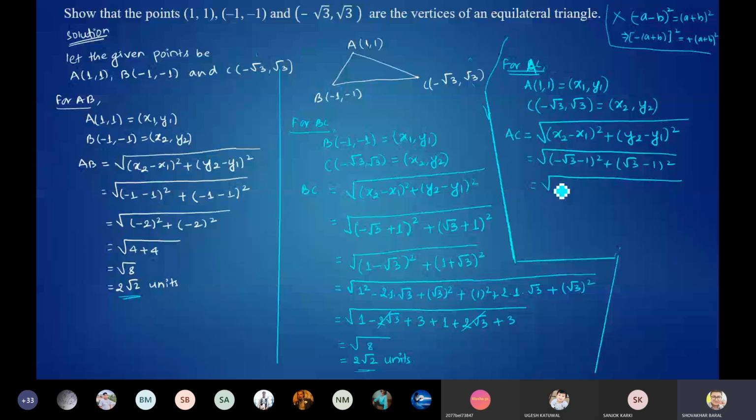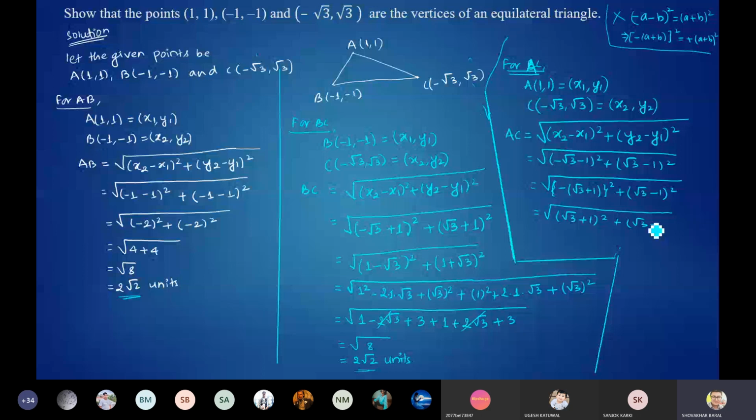So I'll go through the whole process. Let's take minus common here. Minus is common: (root 3 plus 1) whole square plus (root 3 minus 1) whole square. I hope you understand it. So the square of minus is plus, so let's replace it: (root 3 plus 1) square plus (root 3 minus 1) whole square. Please try to understand the simplification.